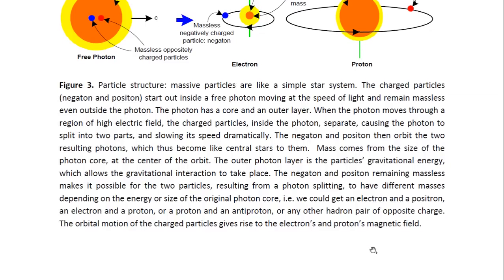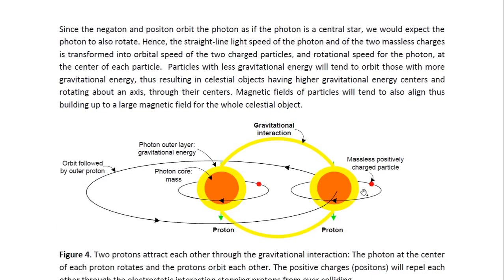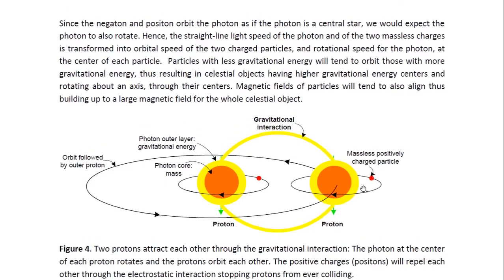The orbital motion of the charged particles gives rise to the electrons' and protons' magnetic field, which are represented by the green arrows. Since the negaton and positron orbit the photon as if the photon is a central star, we would expect the photon to also rotate. Hence, the straight line speed of the photon and of the two massless charges is transformed into orbital speed for the two charged particles and rotational speed for the photon at the center of each particle.